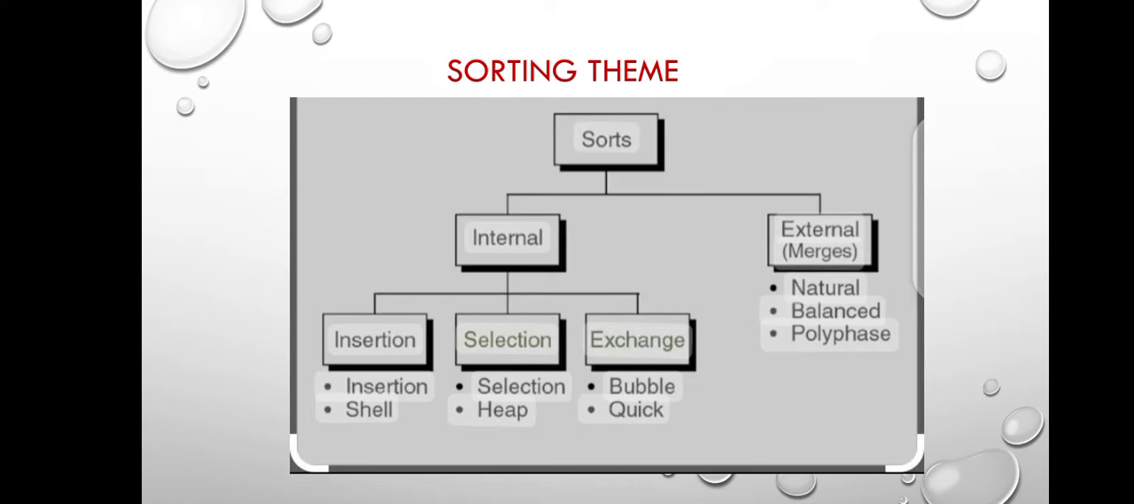Sorts are classified into two types: internal and external. Internal is again classified into three types: insertion, selection, exchange. In insertion there are insertion sort and shell sort. In selection there are selection sort and heap sort. In exchange, bubble and quick sorts are there. External is also known as merge sort. There are three types of external sorts: natural, balanced, polyphase.